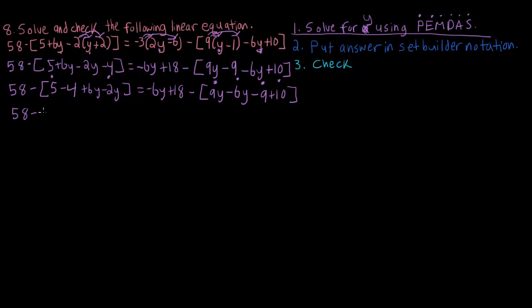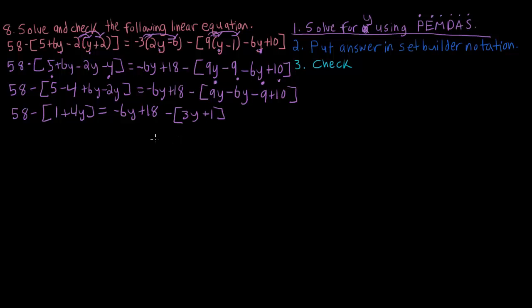Keep simplifying. 58 minus 5 minus 4 is 1. 6y minus 2y is just 4y, plus 4y. Close the bracket. Minus 6y plus 18 minus, okay, 9y minus 6y is 3y. Negative 9 plus 10 is just positive 1.